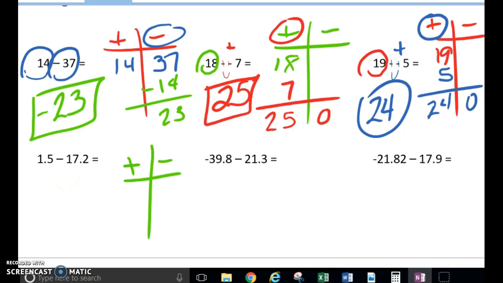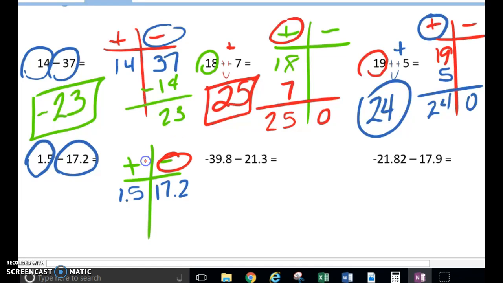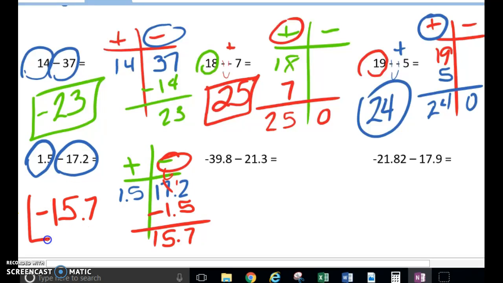Okay, looking at my bottom one, I've thrown in a couple of decimal points just to make sure that you're aware of how to line them up and everything. So this is my positive team winning 1.5 points, and my negative team won 17.2 points. So we want to know which team won. Well, the negative team scored more points, so they won. So I'm going to subtract out what the other team scored. I'm going to borrow here. So I have 7, 5. So they won by 15.7 points, and it was the negative team that won. So my answer is negative 15.7.